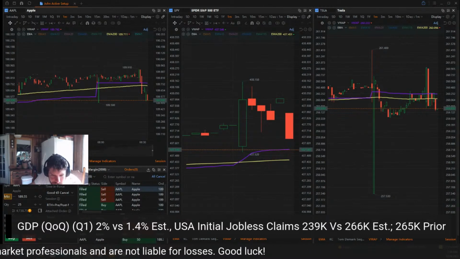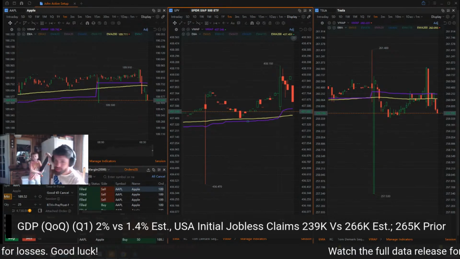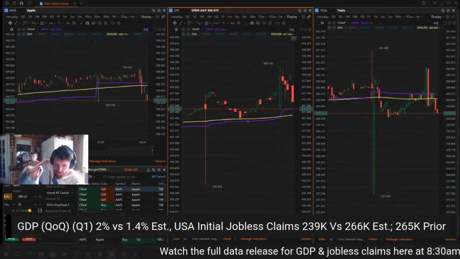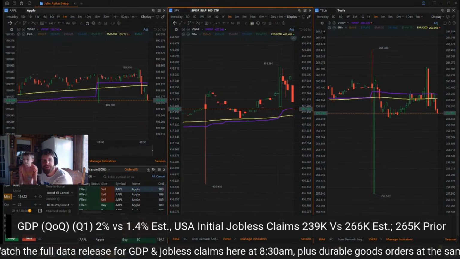All right, so there's the market pulling back a little bit. And again, regardless of whether the market reacts well or not, this GDP data is actually good. It came in at 2% versus 1.4% expected. Jobless claims, which is unemployment filings, basically came in low. So we had low unemployment filings, higher than expected gross domestic product.